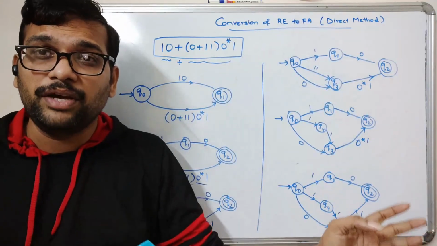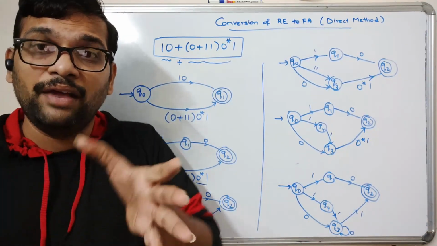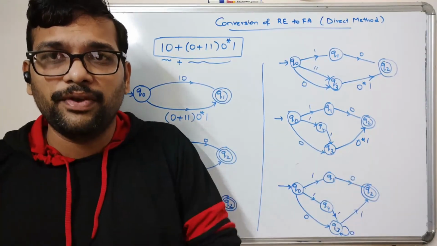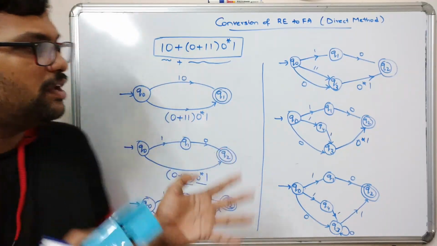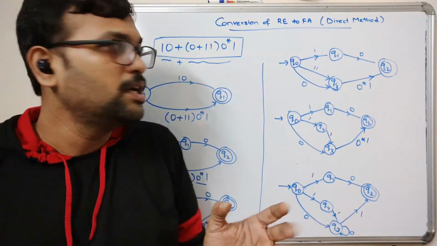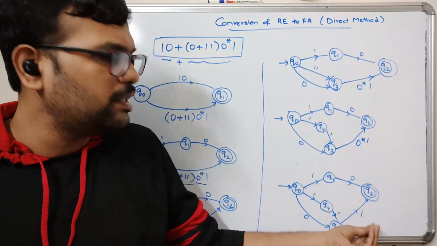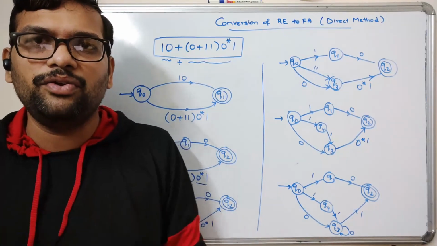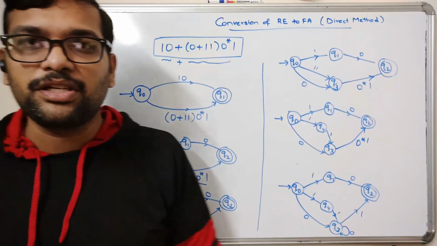So previously we have seen the subset method, where we convert into NFA with epsilon, and then we convert the NFA with epsilon to NFA without epsilon, and then we convert the NFA to DFA. So here we do not have so many steps. So directly we need to construct the finite automata. Finally we will get the NFA or a DFA. So if it is NFA, we need to convert that NFA into DFA. So this is how we can convert the regular expression to finite automata.